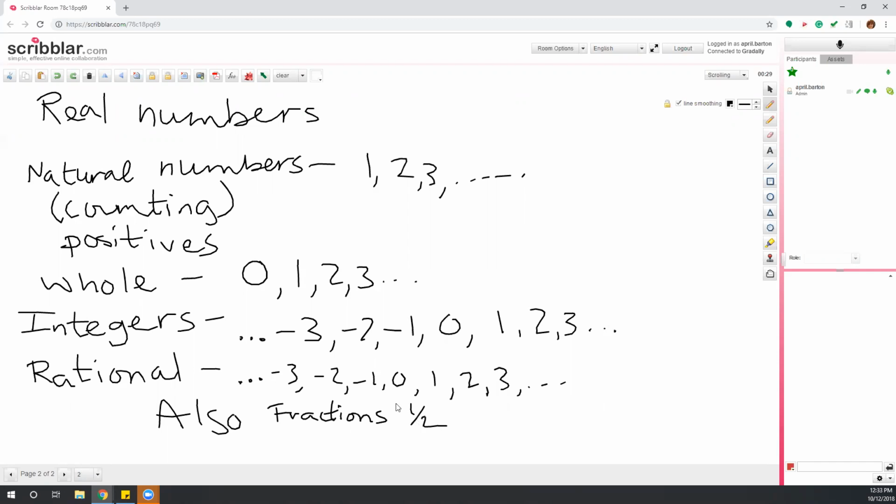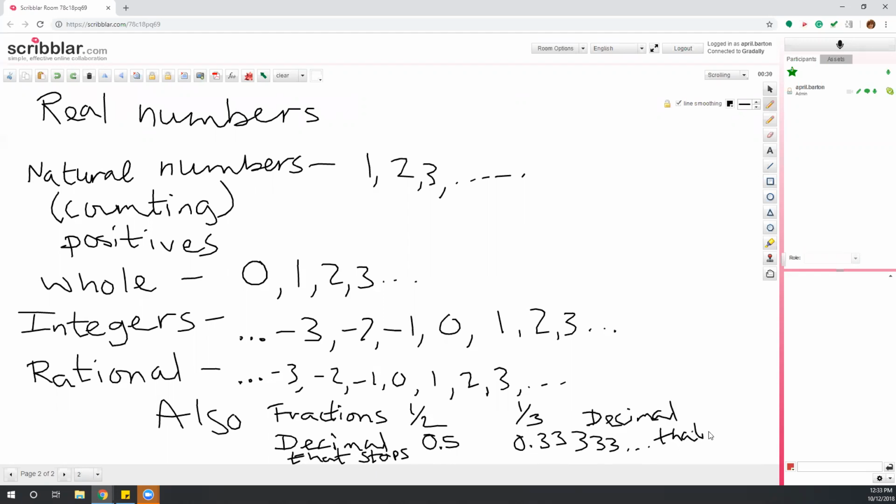But a fraction is also a decimal. If we did 1 divided by 2, we get 0.5. And specifically, that's a decimal that stops. There's actually a lot of different types of decimals as well. If we looked at the fraction 1/3 and made that a decimal, it gets 0.333 repeating forever. That's a decimal that repeats. And it can still be positive or negative. Negative 0.5 is still rational.